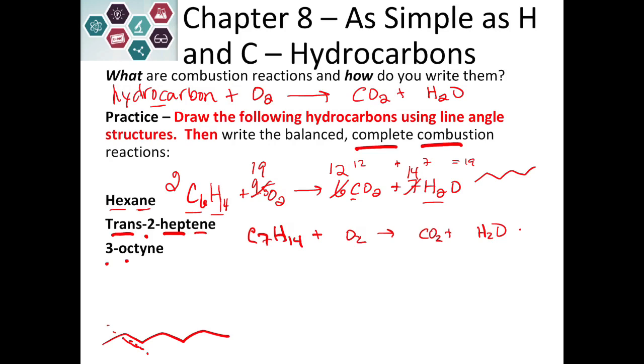All right, balancing real quick. I already know I'm going to need to double this one. The trick to that is if half the number of hydrogens is odd, you will have to multiply everything by 2. So you can try doing that ahead of time.